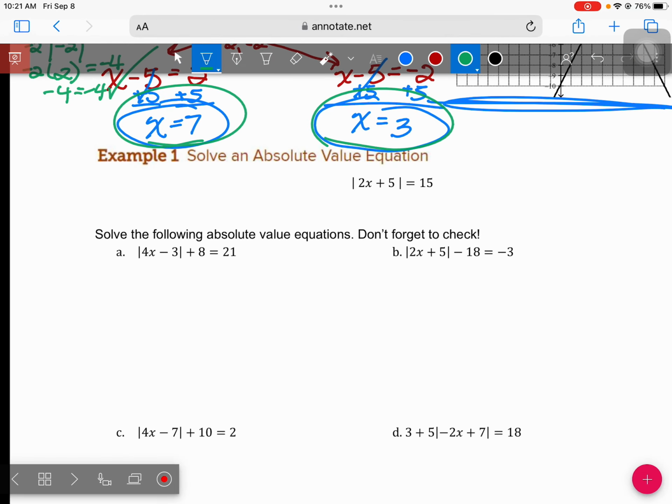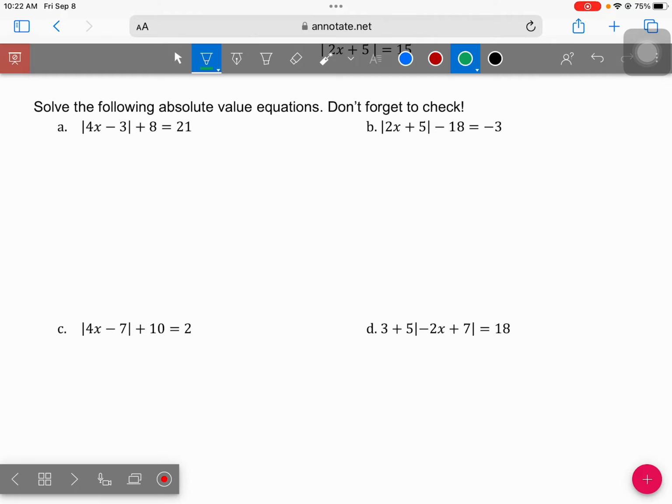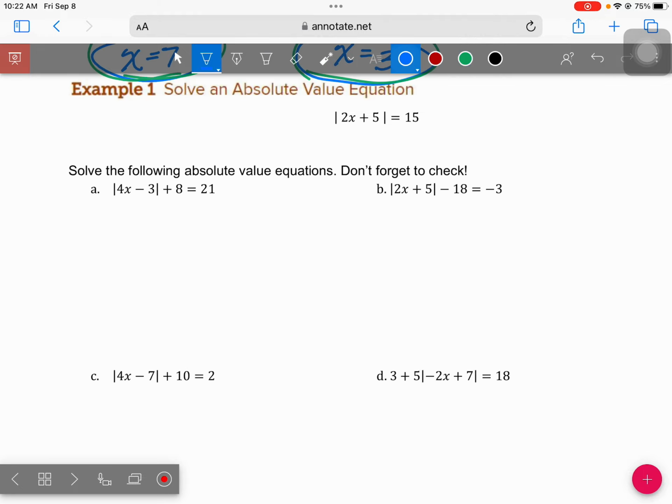All right, we are going to skip example 1. There's not enough room to even do it right there. So let's go to A. All right, A. The key words are isolate, then separate.